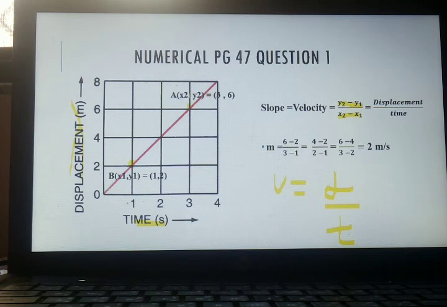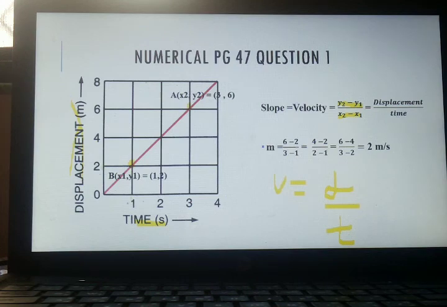We have named the x coordinate of point A as x2 and the y coordinate as y2 because the distance traveled, the displacement, is more as compared to B. So we denote it as x2 y2. The x coordinate of A is 3 and the y coordinate is 6. Similarly, we denote B as x1 y1. The x coordinate of point B is 1 and the y coordinate of point B is 2.